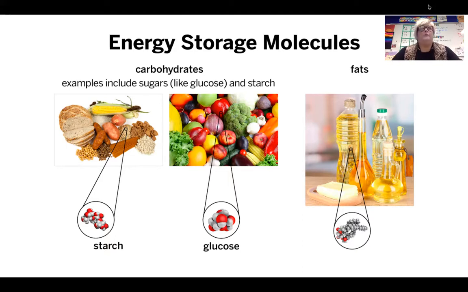So the other day when we were reading, we talked about what energy storage molecules mean for us. I'm going to tell you right now, Miss Thomas, you are really good about nutrition.